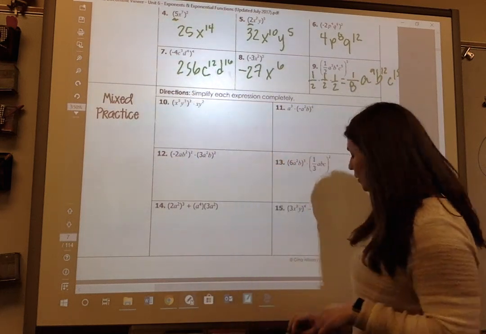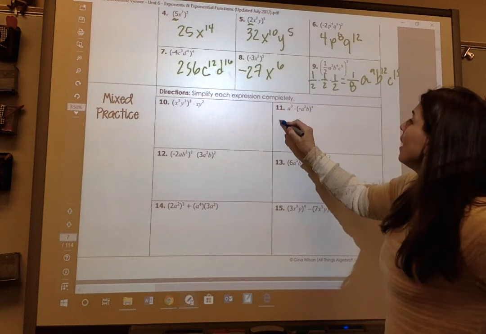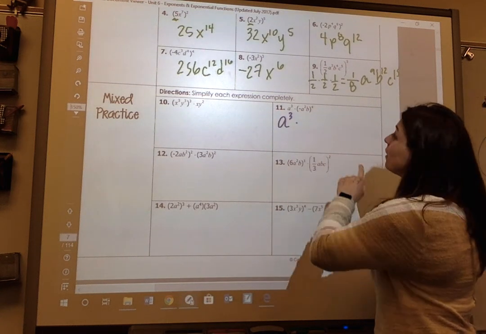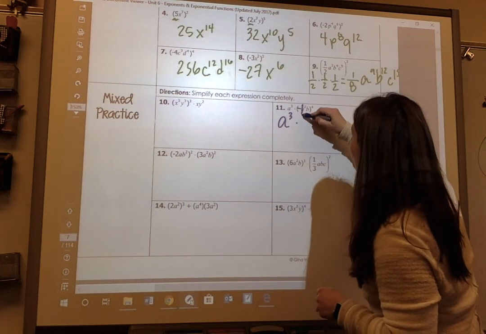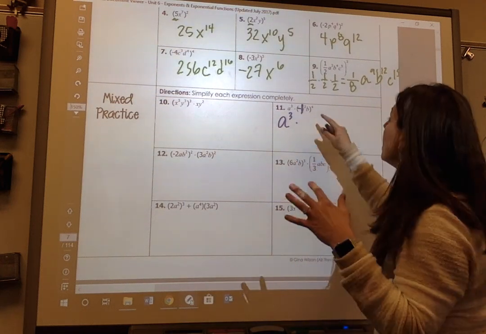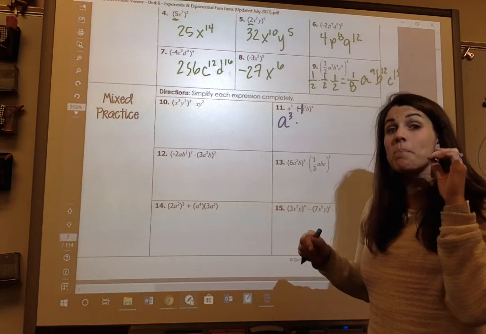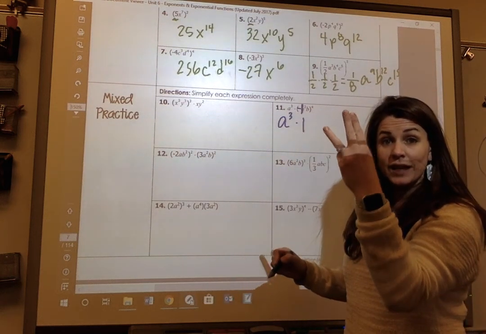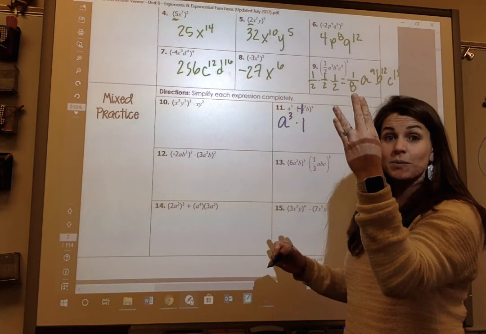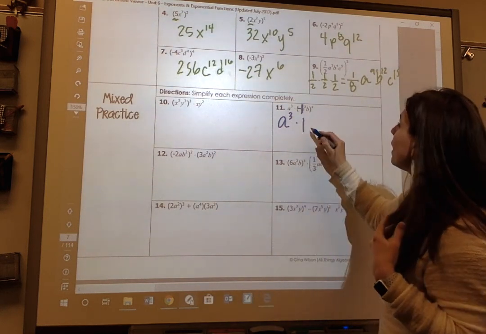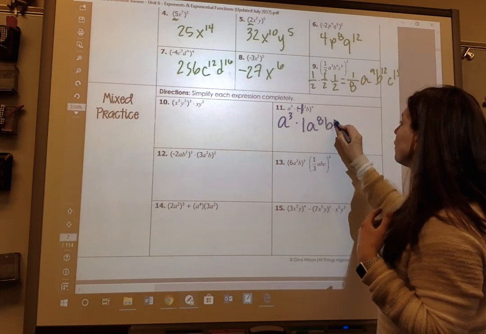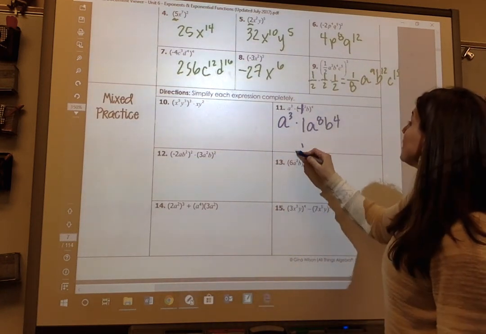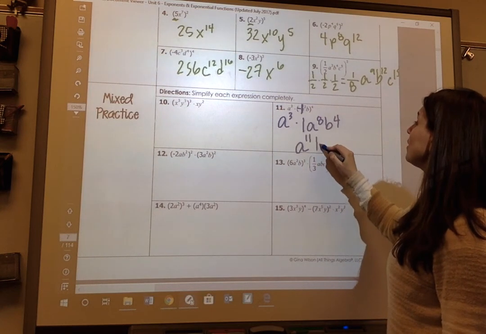All right, let's take a look over here at number 11. I get a cubed times, when I simplify this, negative 1 to the 4th power, because that coefficient's negative 1, negative 1 to the 4th power is a positive 1. Because negative times negative is a positive, negative times negative is a positive, positive times positive is positive. So I get positive 1, a to the 8th, b to the 4th. And now, when I multiply these guys, my exponents add. So I get a to the 11th, b to the 4th.